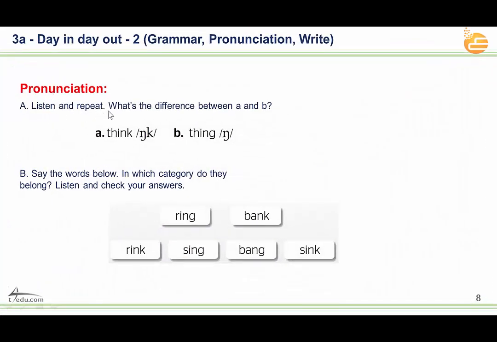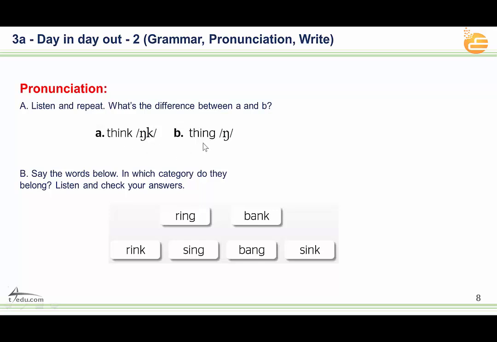Pronunciation. Listen and repeat. What is the difference between A and B? Listen. A, think. Think. B, thing. Thing. What is the difference? Think, thing. Yes, exactly.